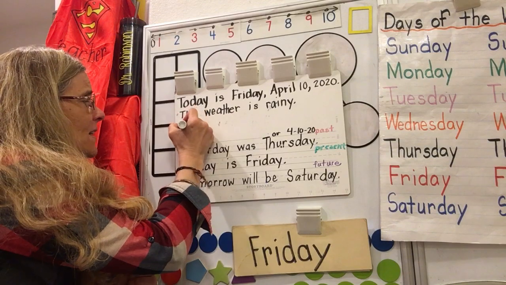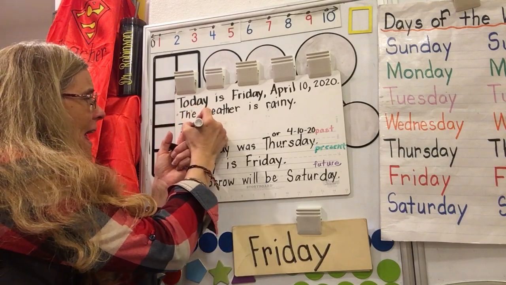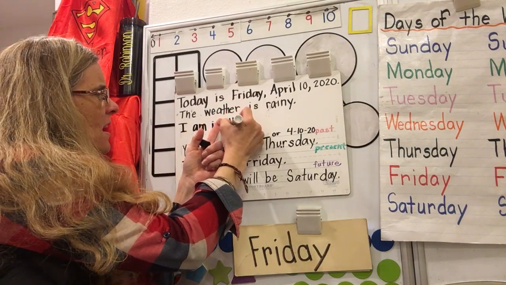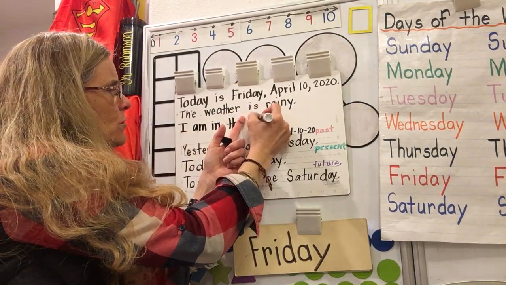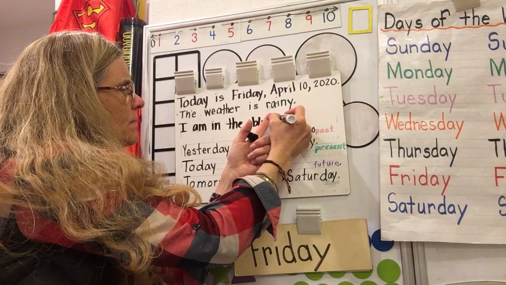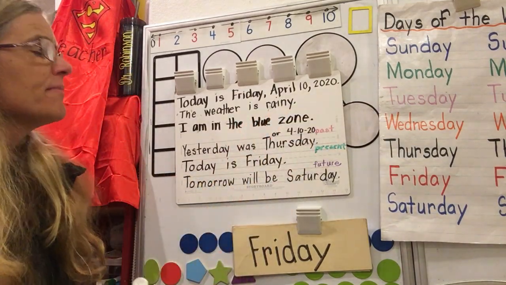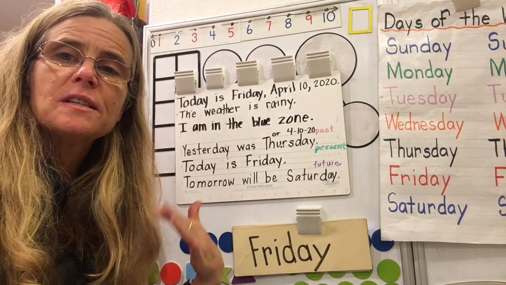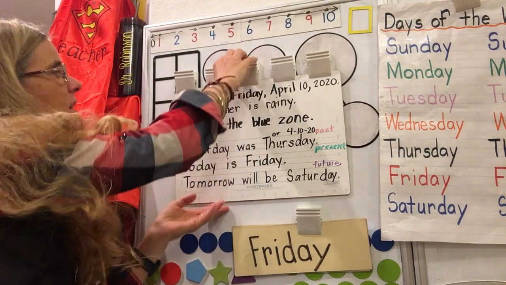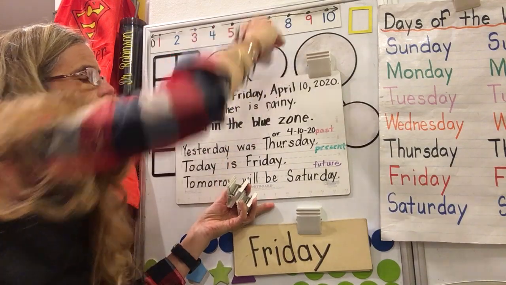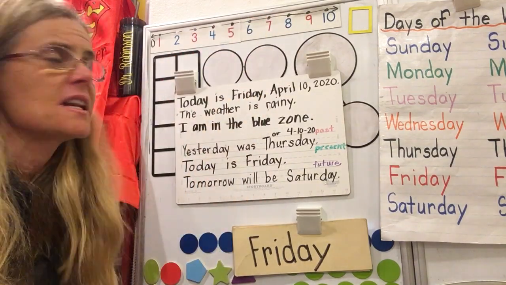So I, personal pronoun, am in the blue zone. I have to do some mindful breathing. So this is how we're going to do the calendar, so that I can also use the whiteboard behind it for some other things that I want to do.